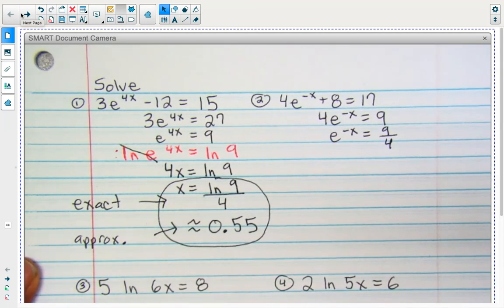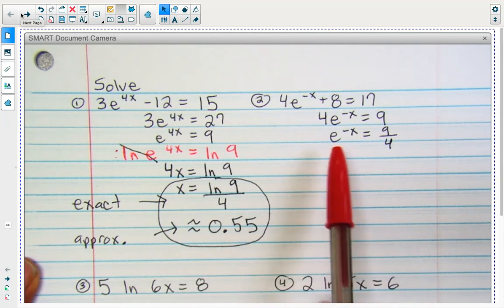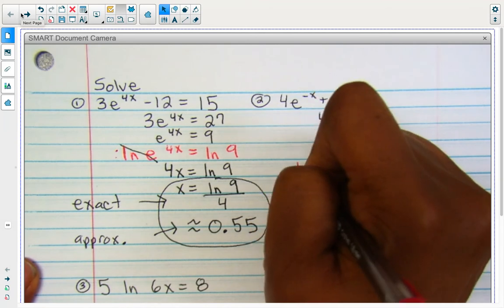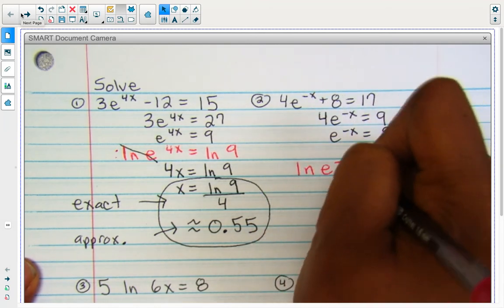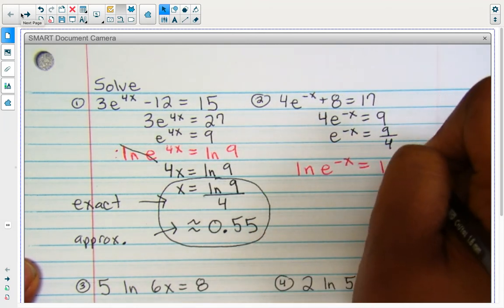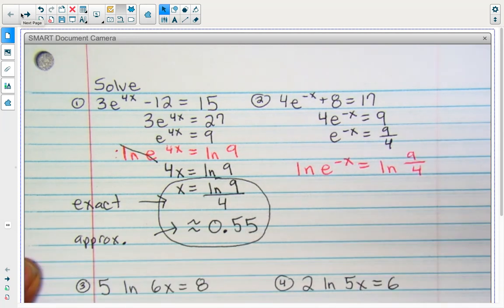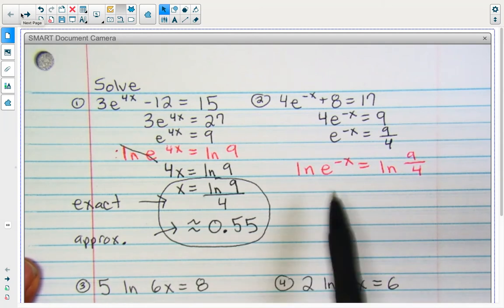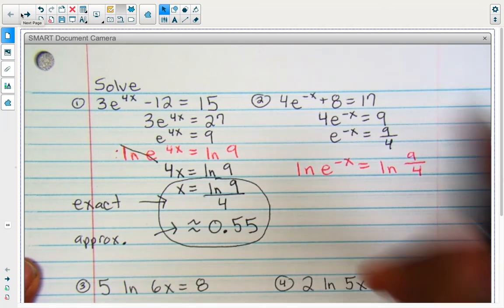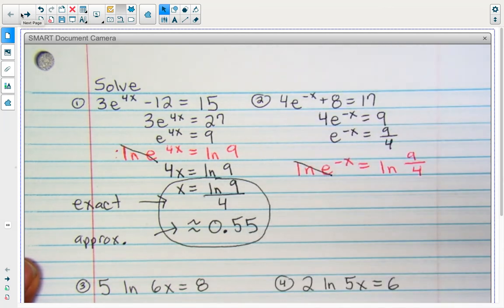New piece for today. If you see e in the problem, you're going to take the natural log of both sides. So I'm going to take the natural log of this side, and I'm going to take the natural log of the right-hand side. Inverses cancel. Adding and subtracting cancel. Multiplying and dividing cancel. Square root and square cancel. So natural log and e are inverses. They're going to cancel because they make the number 1.